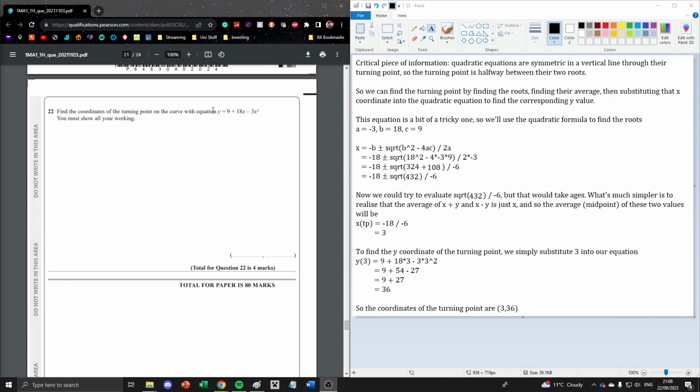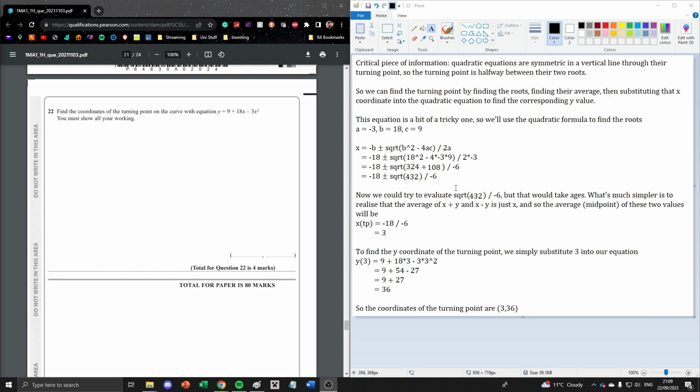This equation, to find its roots, will be quite difficult using factorizing or completing the square. So we're going to just simply use the quadratic formula. For this, a equals minus 3, b equals 18, and c equals 9. Just a being the x squared coefficient, b being the x coefficient, and c being the lone number on the end. We know the quadratic formula is x equals minus b plus or minus the square root of b squared minus 4ac, all over 2a.